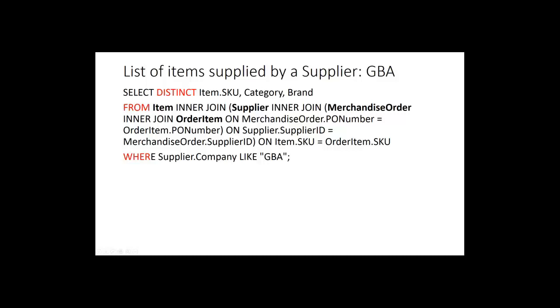repeating records. Select distinct, item stock keeping unit. So that's the primary key of the item table, category and brand. From all four tables, inner join, where supplier company like, well, we have the name of the company. That's the end of the query. Relatively simple query listing the items that the specific supplier supplied.